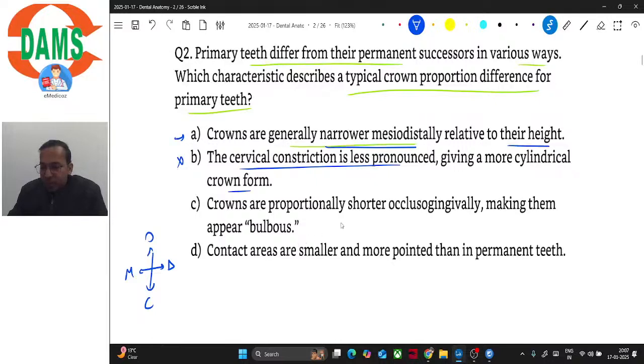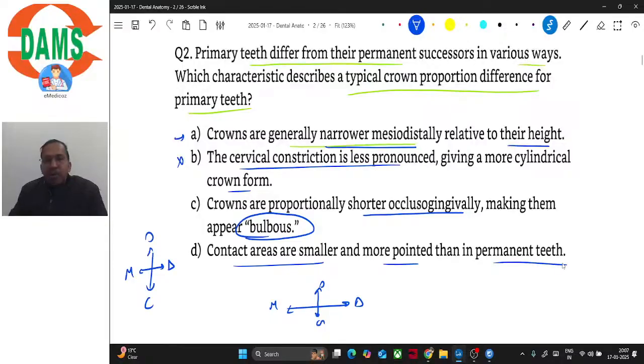Option C, crowns are proportionately shorter occlusogingivally. So they are proportionately shorter occlusogingivally as compared to mesiodistal, making them appear bulbous, right? So they will appear bulbous. And option D says that the contact areas are smaller and more pointed than in permanent teeth. Now, in deciduous teeth, we often see that there is spacing between the teeth. So there is no contact usually in the deciduous teeth. So option D is also incorrect.